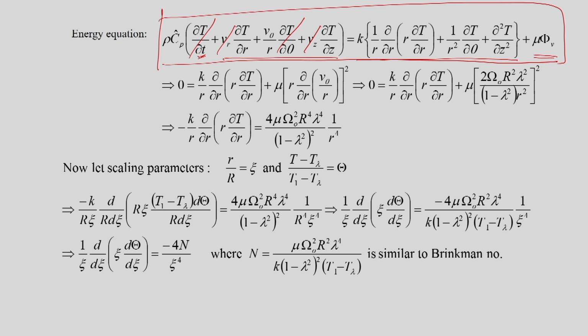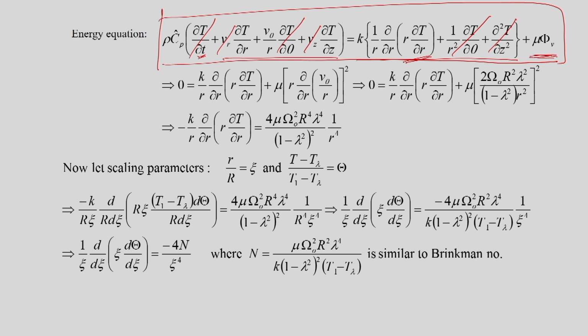So, discarded. On the right hand side, temperature is a function of r, so we cannot cancel out this term. Temperature is not a function of theta because of the symmetry, and temperature is not a function of z. Because of symmetry, dou T by dou theta is 0, and temperature is not a function of z, so dou square T by dou z square is 0.